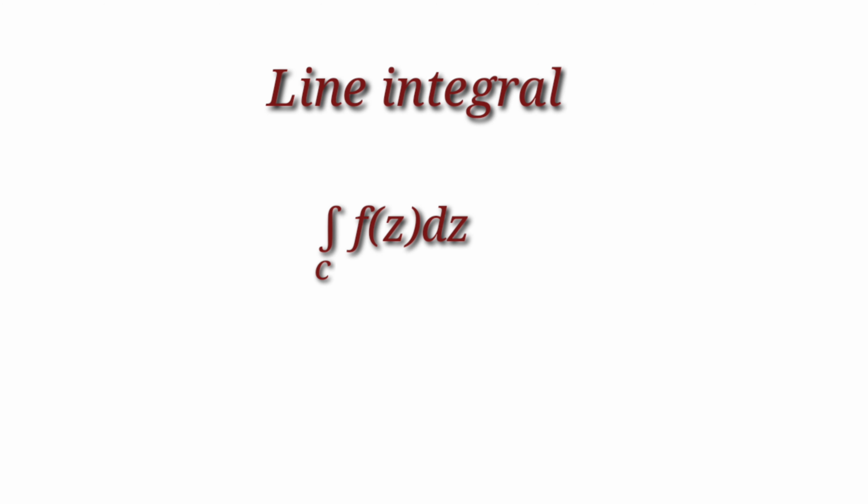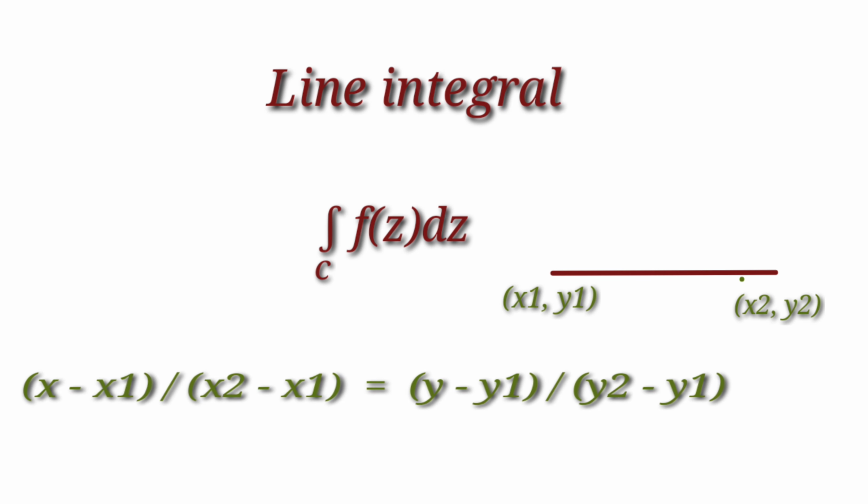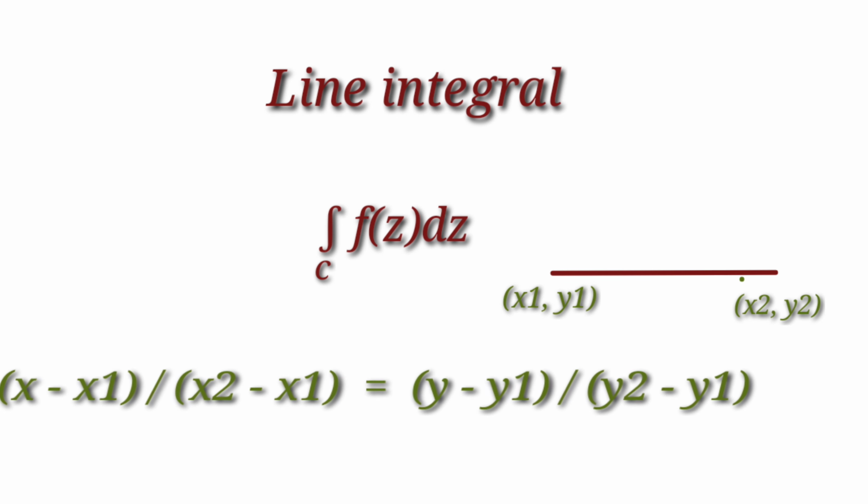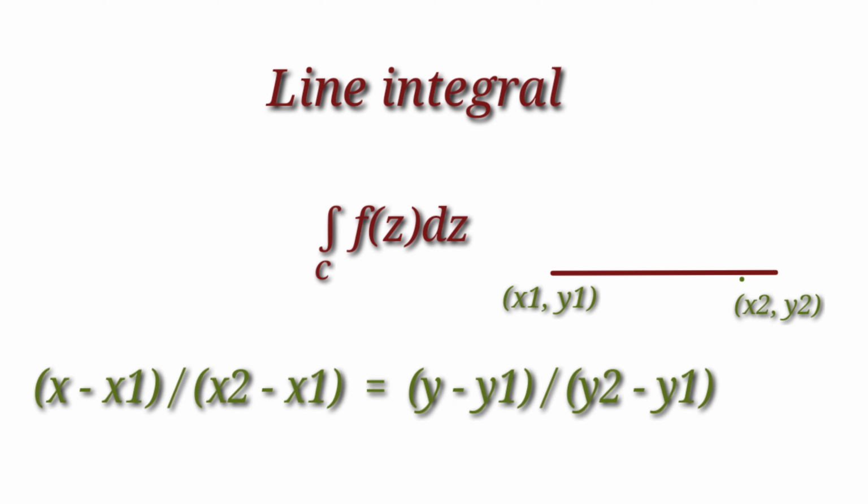In our problem, C may be straight lines, triangle, square, rectangle, parabola or a part of a parabola, circle or a portion of a circle. Also at times C is given by its parameter representations. This video is based on evaluation along straight line and triangle. So we must know the equation of straight line joining 2 points (x1, y1) and (x2, y2). And its equation is (x minus x1) by (x2 minus x1) equal to (y minus y1) by (y2 minus y1).